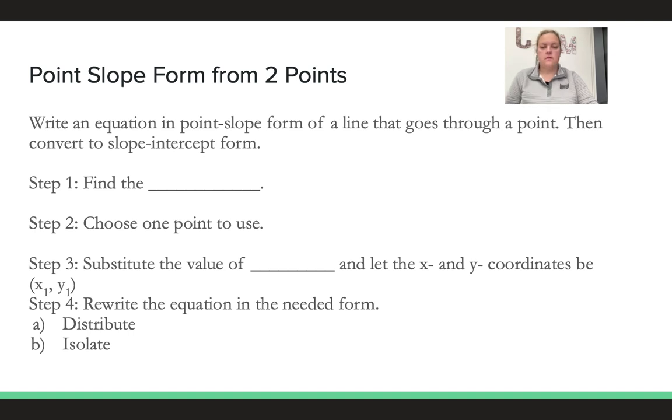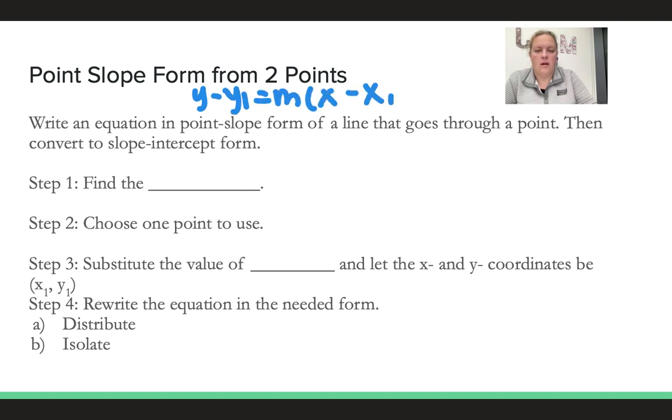Okay, so we can use our point-slope form and 2 points to find an equation. So I prefer using point-slope form over slope-intercept form. It just depends on what you like. So here's how we're going to go through. We need to remember that y minus y1 equals m times x minus x1. Okay. We also need to remember that m is our slope and x1 and y1 are our coordinates.